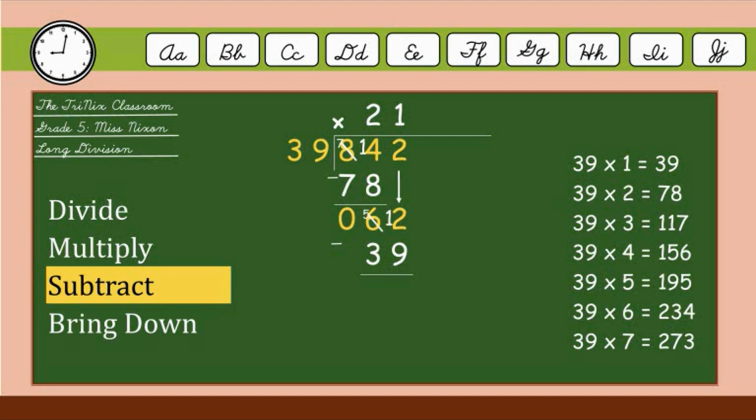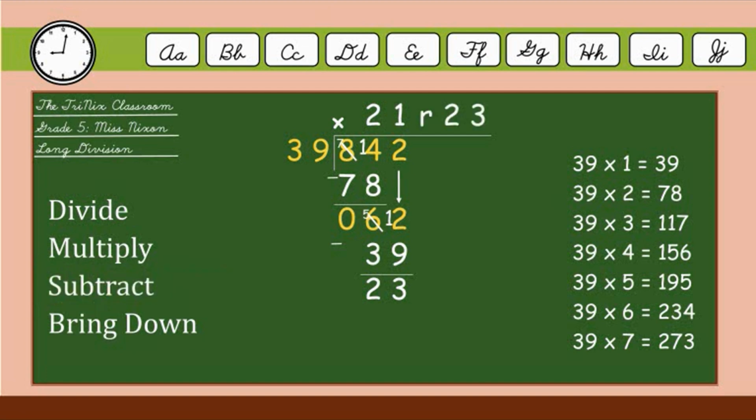Once we have borrowed 1 from 6, we will subtract 9 from 12 to give us 3, and 3 from 5 gives us 2. 23 is lower than 39, and so it cannot be divided. It becomes our remainder. Our final quotient is 21, remainder 23.